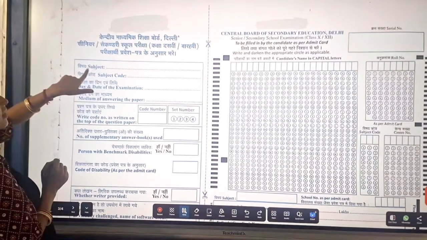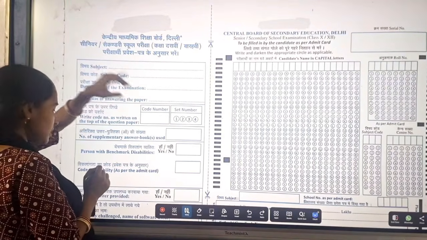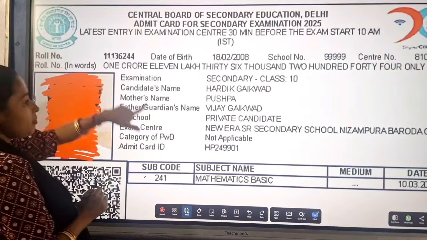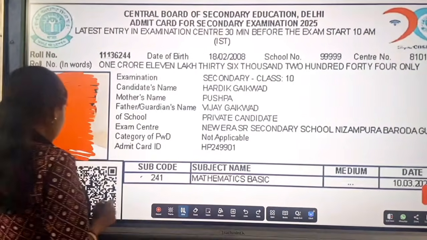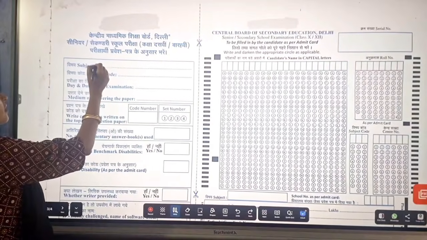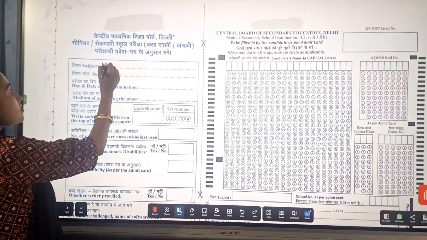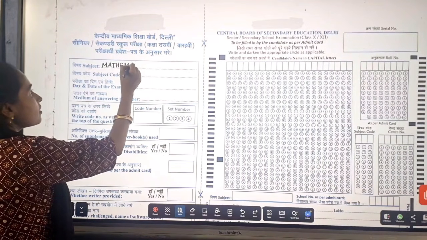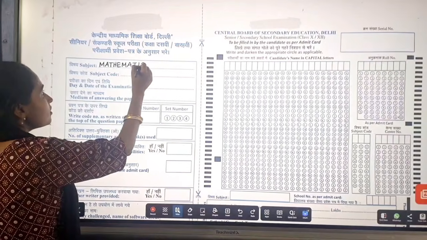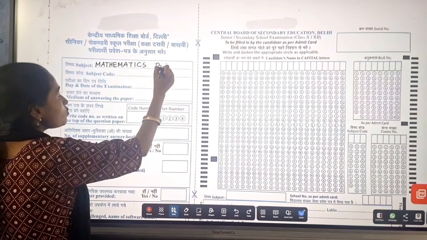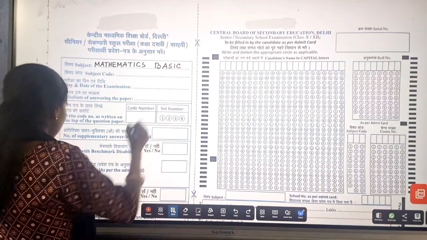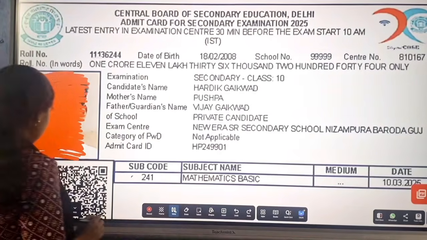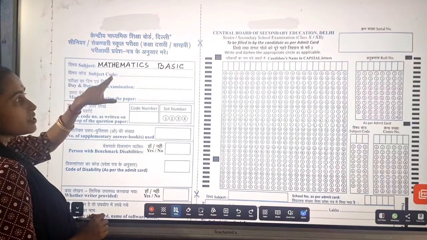Now first, what is written here? Subject. You have to write the subject as per the admit card. In your admit card, what subject is written? Mathematics basic. So as it is, we will write mathematics. Don't write only mathematics. You have to write mathematics basic. Those who have taken standard, you will write standard. Clear? Mathematics basic. Okay.